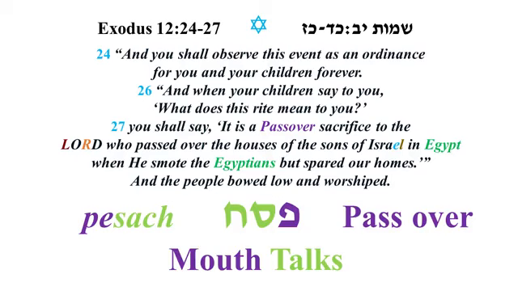Look in Exodus 12:24. And you shall observe this event as an ordinance for you and your children forever. And when your children say to you, what does this rite mean to you? You shall say, it is a Passover sacrifice to Yahweh, who passed over the houses of the sons of Israel in Egypt, when he smote the Egyptians, but spared our homes. And the people bowed low and worshipped.